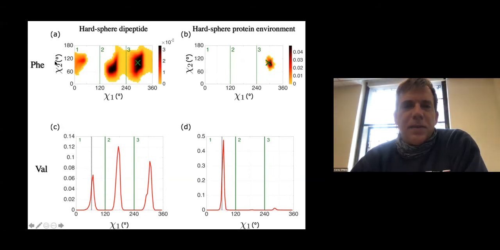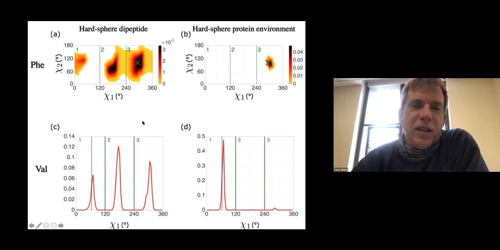If you look at phenylalanine, the dipeptide prediction looks a little bit different because, first of all, it's a Chi1, Chi2 map. It's a little broader, but then when you localize it to the environment so that you allow both intra and inter-residue overlaps, you get that the specific side chain dihedral angle combination that's in that particular crystal structure is the only one that's allowed. And the same thing for valine.